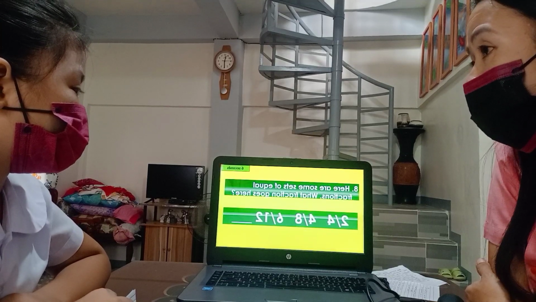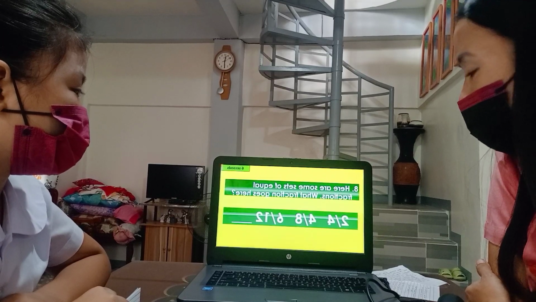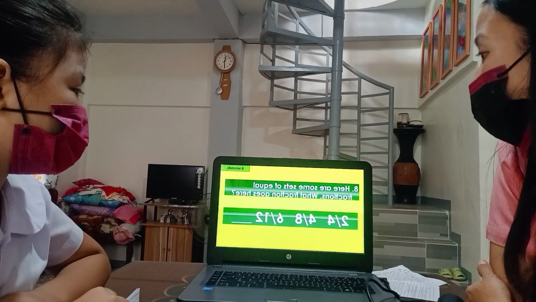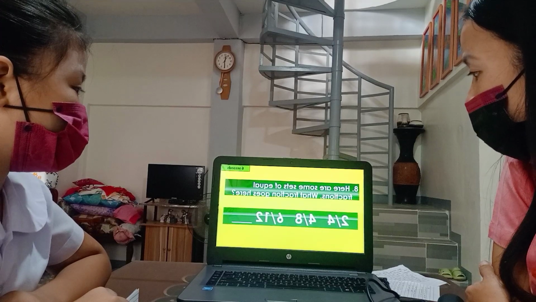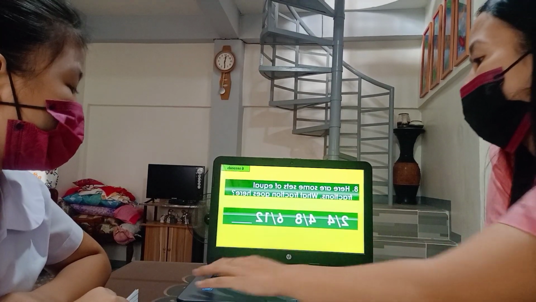What fraction goes here? Again, here are some sets of equal fractions, and what fraction goes here? 2/4, 4/8, 6/12, 8/16. Very good.